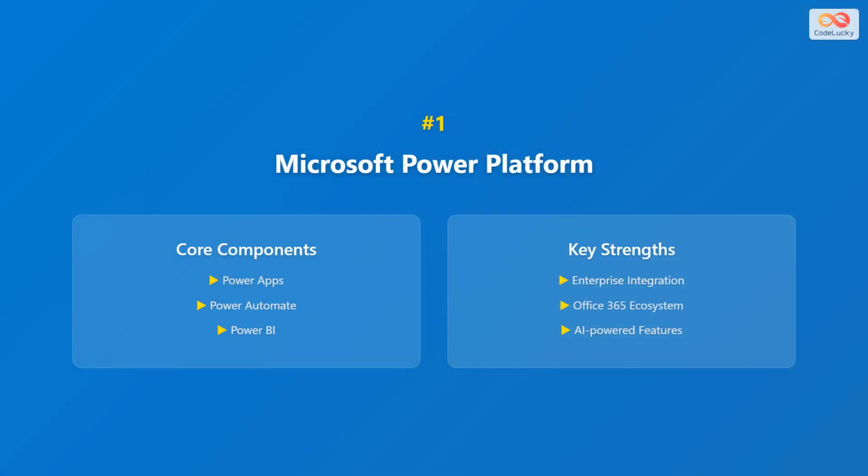Our first platform is the Microsoft Power Platform. Its core components are Power Apps, Power Automate, and Power BI. The key strengths of this platform include enterprise integration capabilities, seamless connectivity with the Office 365 ecosystem, and access to artificial intelligence-powered features.